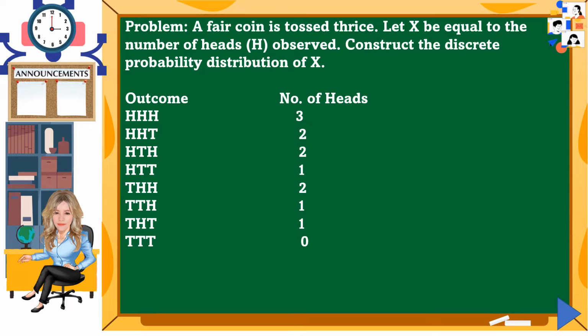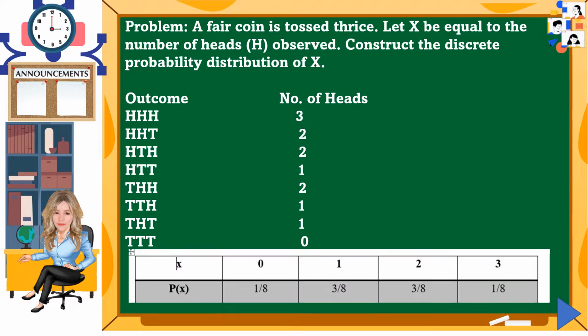In our first column is the outcome, or the sample space. The second column is the number of heads. This is the frequency of your sample outcome or sample space. We have 8 sample space. As we construct our table, we have the x values here 0, 1, 2, and 3. And for your p of x, we have 1 over 8 for the 0, 3 over 8 for 1, 3 over 8 for 2, and the last 1 over 8 for 3.